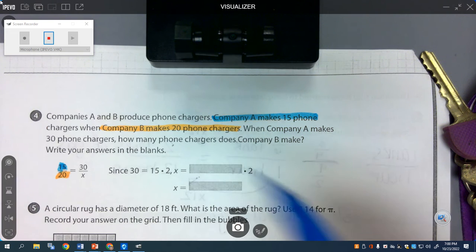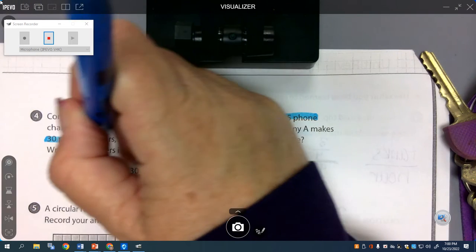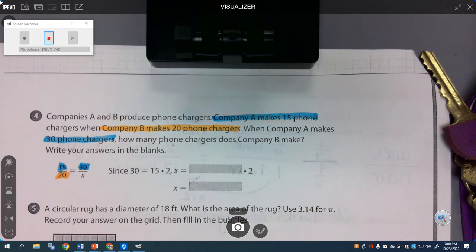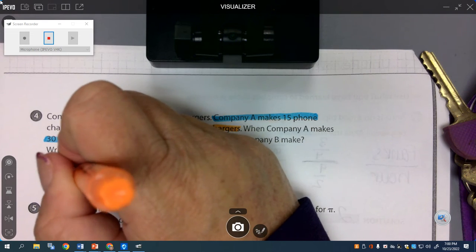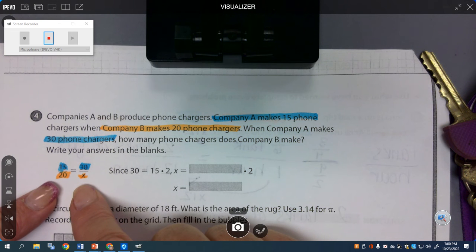So there's that. Okay, and then it says, if Company A makes 30 chargers, here's that, how many does Company B make? Well, let's go through and read this. Here's what we know. These right here are going to be equivalent ratios.